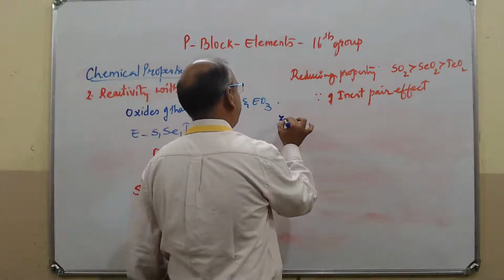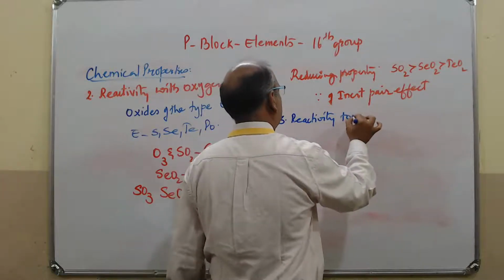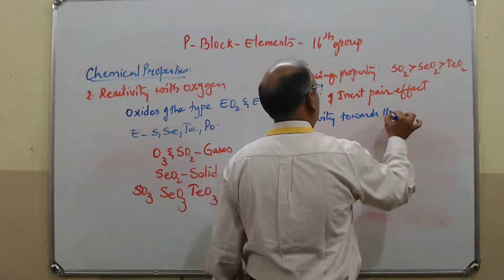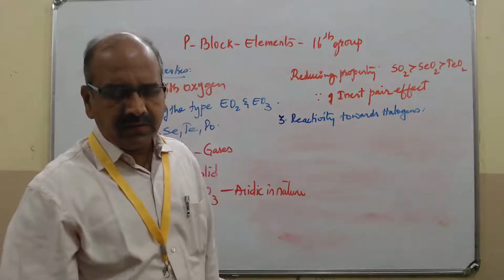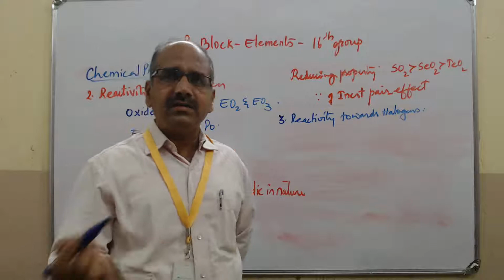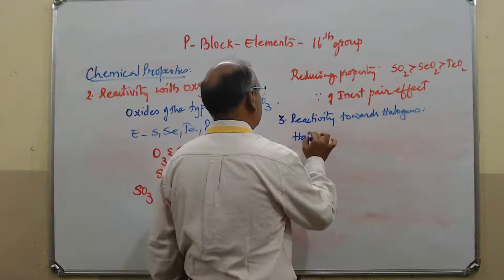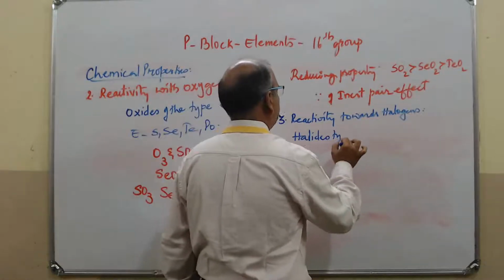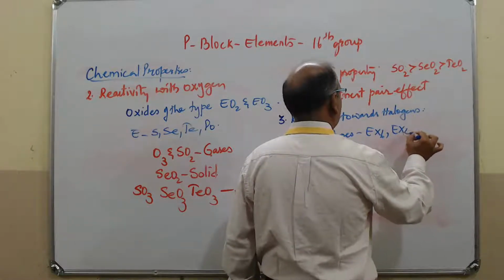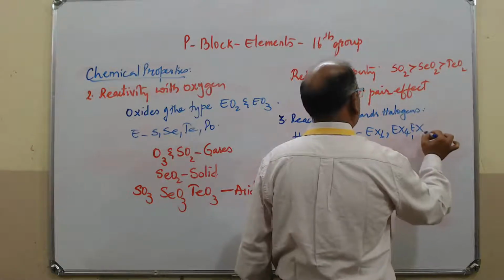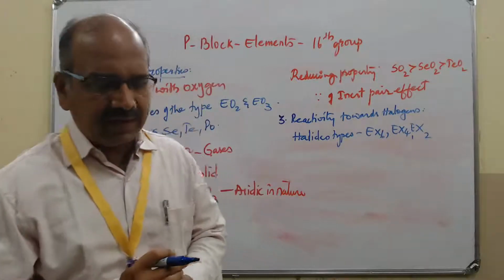Third one, reactivity towards halogens. Here they form halides of the type hexahalides, tetrahalides and dihalides. The halide types are EX6, EX4, and EX2. So hexahalides, tetrahalides and dihalides can be formed.